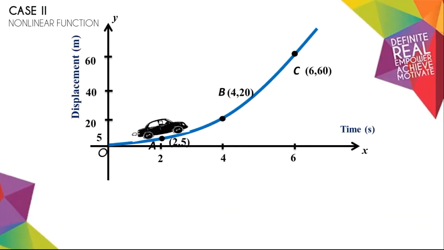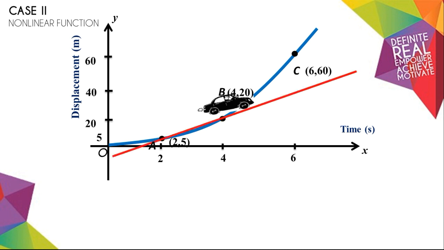This is case number 2, nonlinear function. In the illustration, the car will move from point A. Points A, B, and C lie on the curve. If the car moves from point A to point B, we can calculate the average velocity from A to B by calculating the gradient of the line connecting the two points A, B. So the average velocity of AB equals 7.5 meters per second.